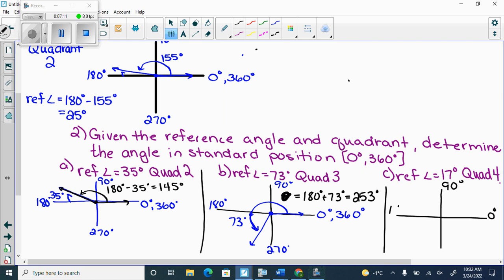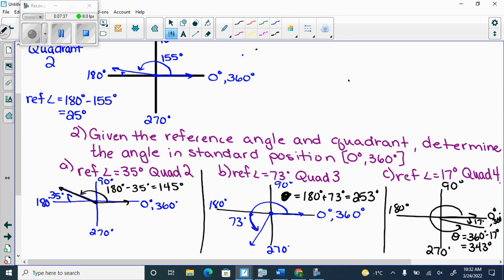180, 270, 360. And it's in quadrant 4, so it's 17 just here. So how do we find the angle? Theta equals 360 minus 17, which is 340.